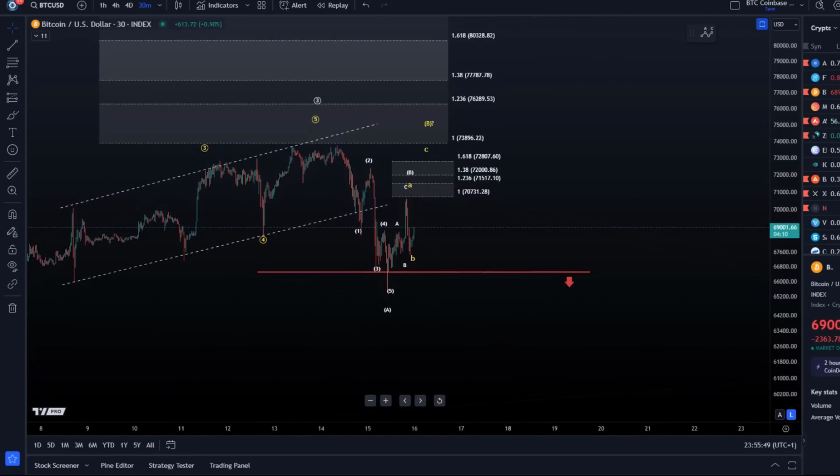So what is happening here? First of all, the chart is currently most likely in this corrective pattern, in this corrective messy structure there.